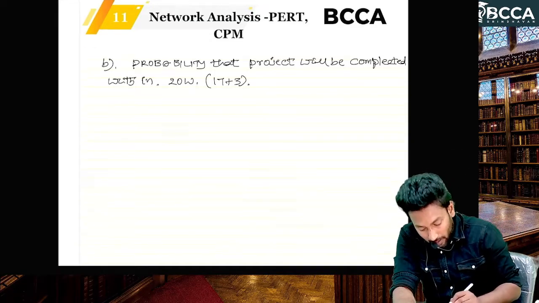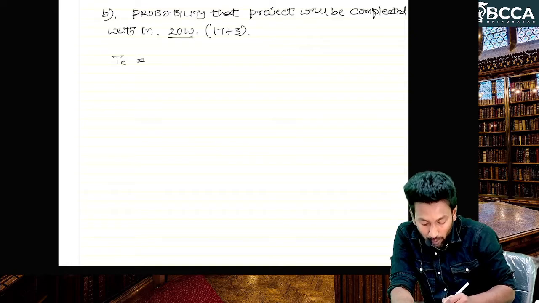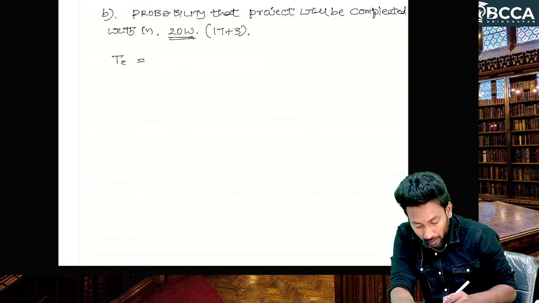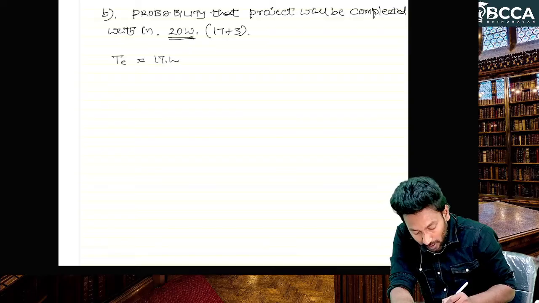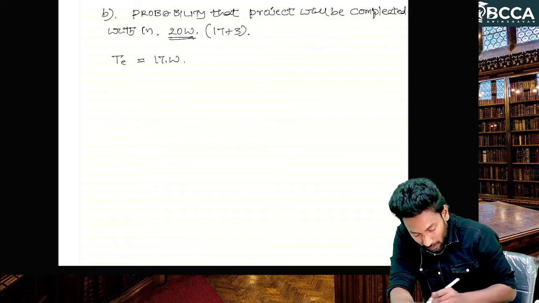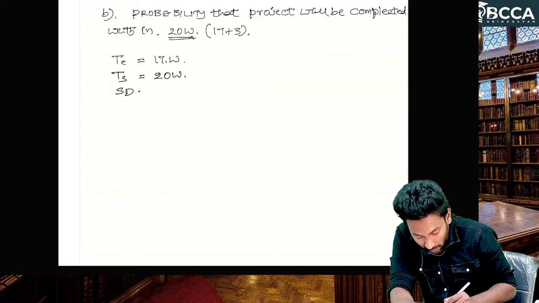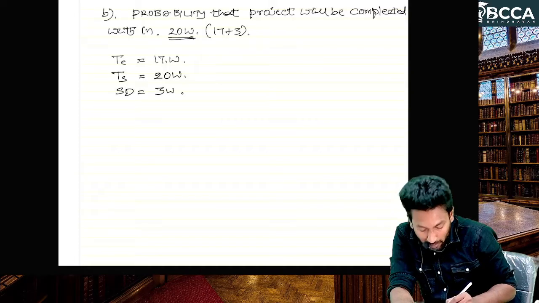So again here we have our expected time. Now we have to take this 20 as the stipulated time. Our expected time is 17 weeks, our stipulated time TS is equal to 20 weeks, standard deviation equal to 3 weeks.